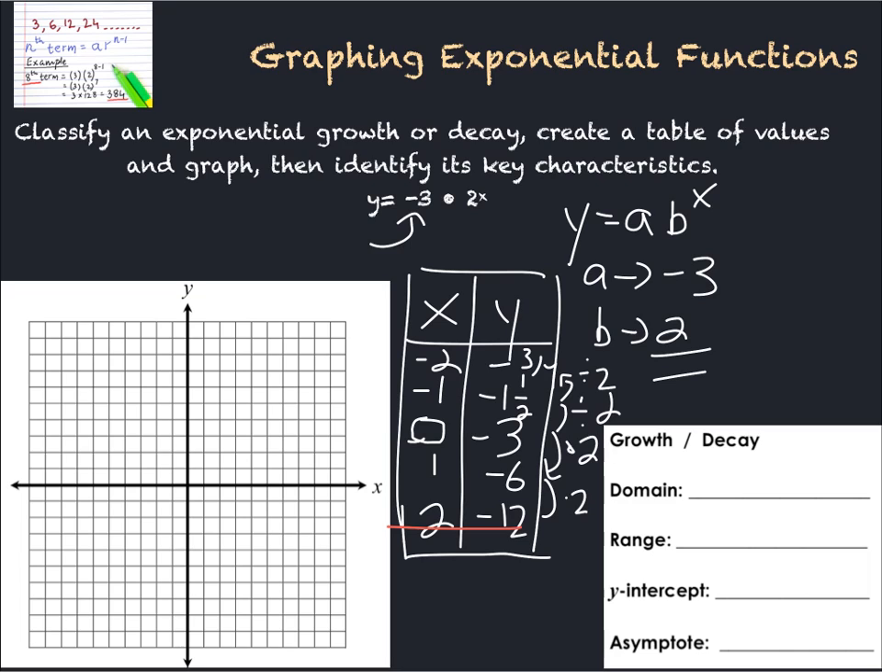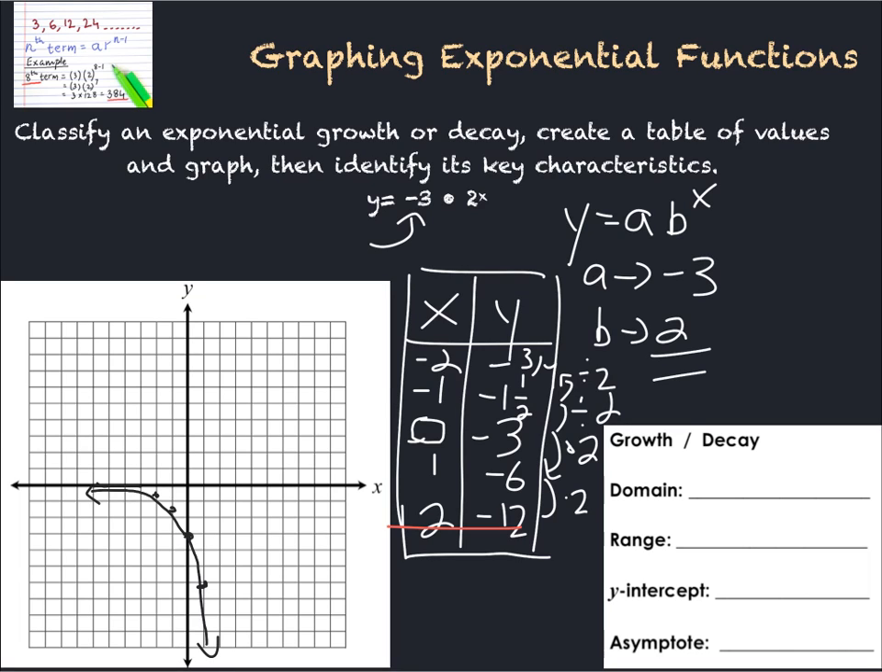So let's take a look at what this does to our graph. So again, our y-intercept is going to be 0, -3, which is right here. So then at 1, we were at -6, which is going to be right here. At -1, we are at 1 1/2, which is going to be right here. And at -2, we are at 3/4, which would be right here. Okay? So this would be our exponential function.